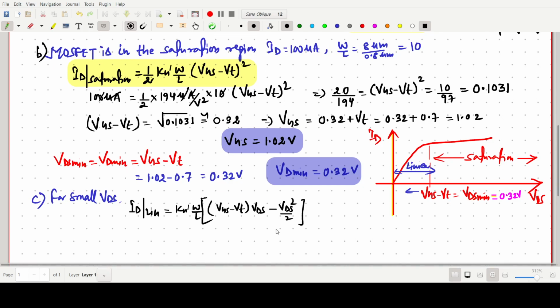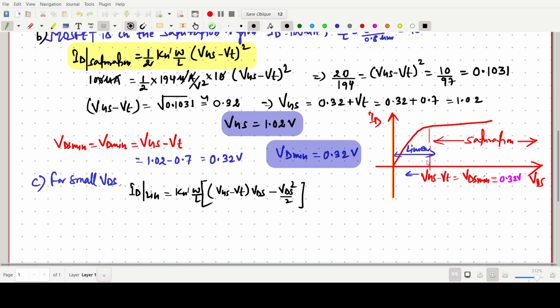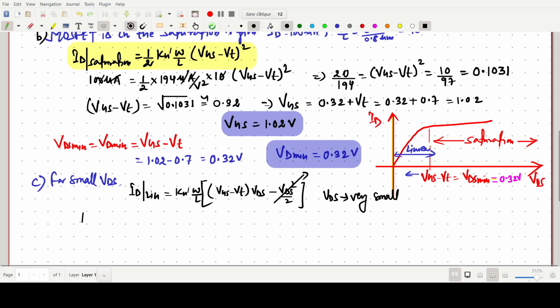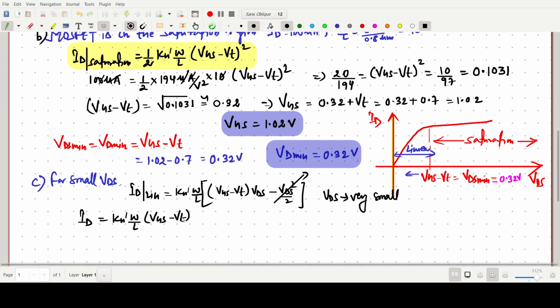Okay, but here it is already mentioned that VDS is very small, so we have to neglect this term. When VDS is very small, the drain current in that linear equation can be simply written as Kn' W by L (VGS minus VT) into VDS. We make the VDS square by 2 term 0 because VDS is very small.